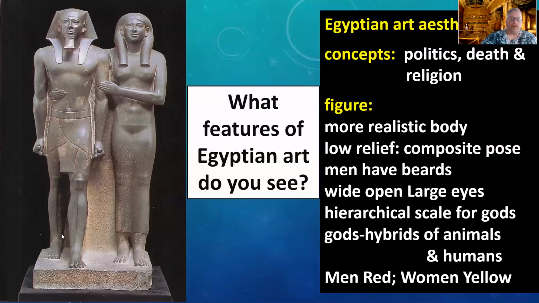So I move this there. And so what I want to know is, what features of ancient Egyptian art do you see here? Is this about politics, death, religion? More realistic body, composite pose, men have beards, wide open, large eyes, hieratic scale, gods hybrids. You'll note it has many of these features that show up.